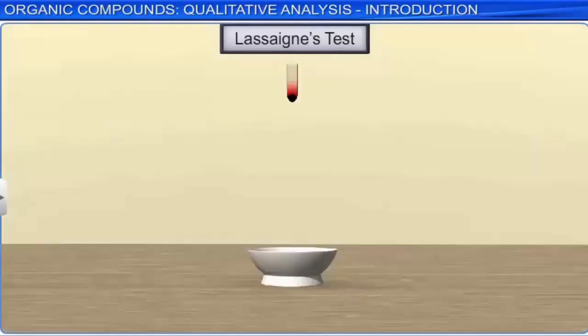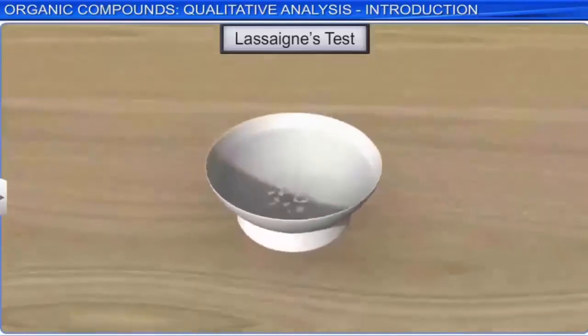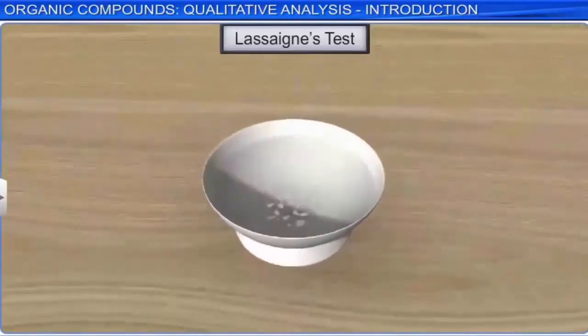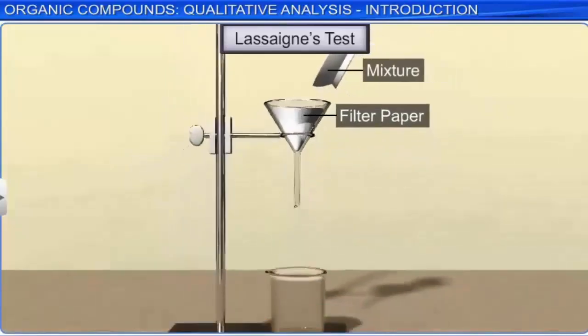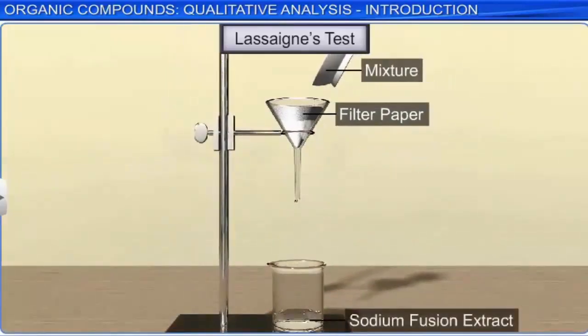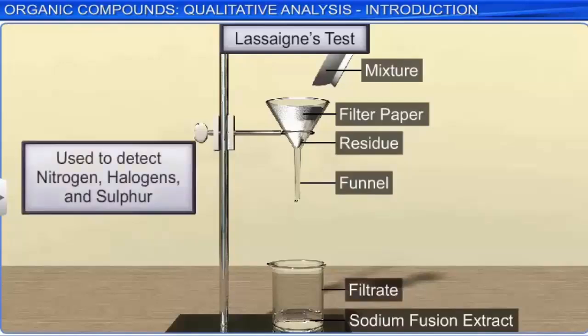The red hot tube is then introduced into a mortar containing a few ml of distilled water. The red hot tube is crushed and the mixture is thoroughly ground with the pestle. The contents are then filtered into a test tube. The filtrate obtained is called sodium fusion extract or Lassaigne's extract. This extract is used to detect the other elements such as nitrogen, halogens, and sulfur.